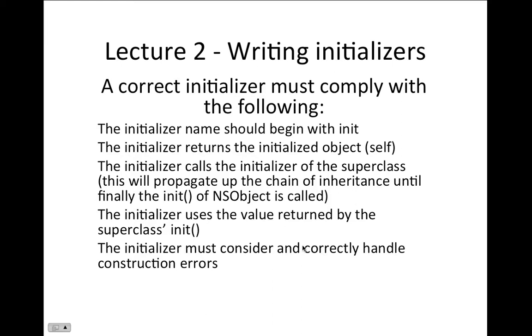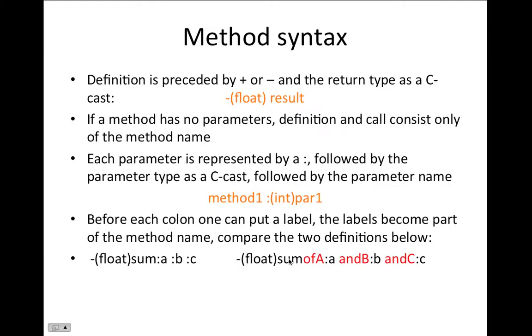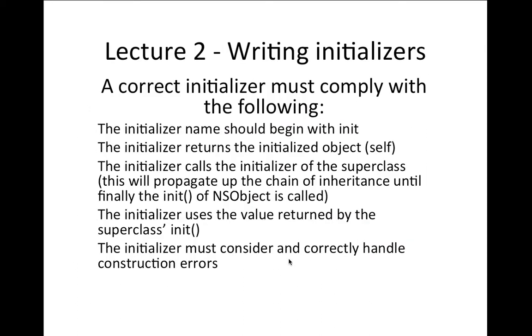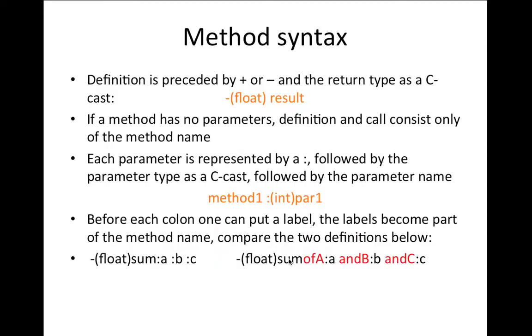The initializer also uses the value returned by the superclass's init. So when we call super to go back up to the superclass's initialization, we take that return value and use it in the current initializer. And the initializer must consider and correctly handle construction errors, any errors that might exist. So that's our initializers.